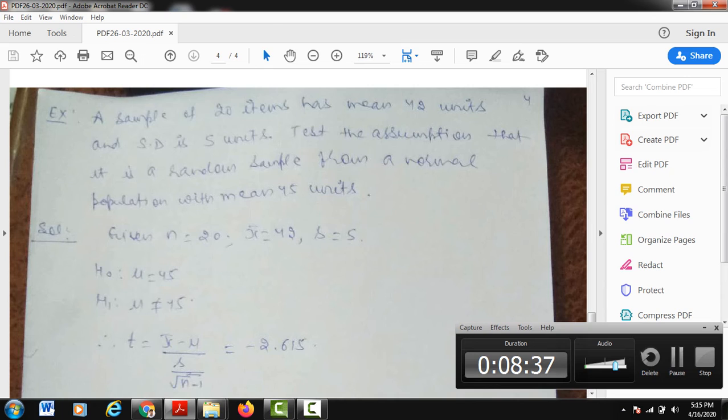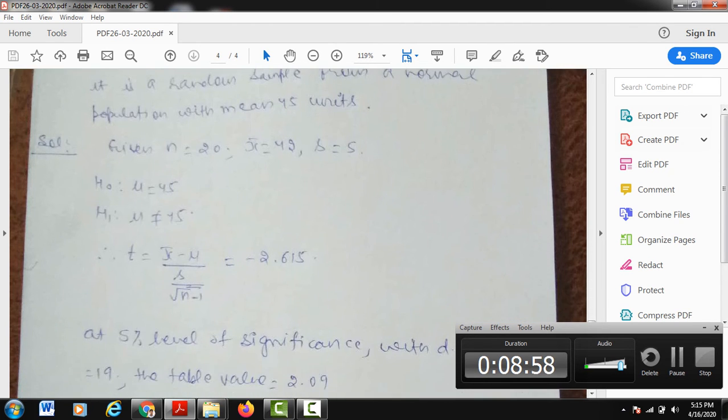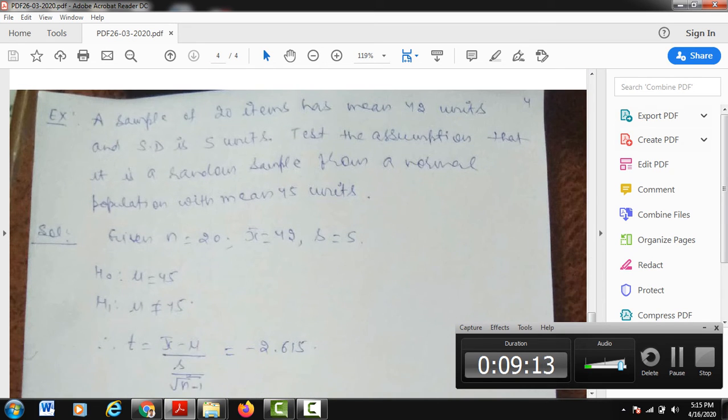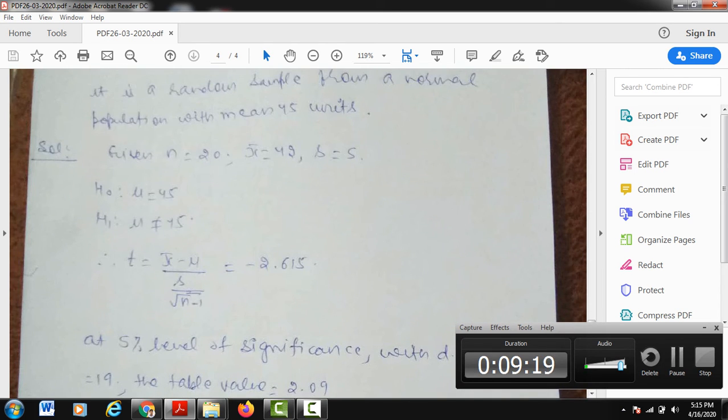We have to test the assumption that it is a random sample from a normal population with mean 45 units. We just want to check whether the sample which has been given to us has been taken from that population whose mean is 45 units. So first of all, what we have given, we are having n is equal to 20 and x bar is equal to 42 and small s is 5. So let us set up the null hypothesis. I am taking mu is equal to 45, means we are agreeing with the concept that the sample which has been given to us has been taken from that normal population whose mean is 45 units. So I am taking H naught, that is mu is equal to 45.